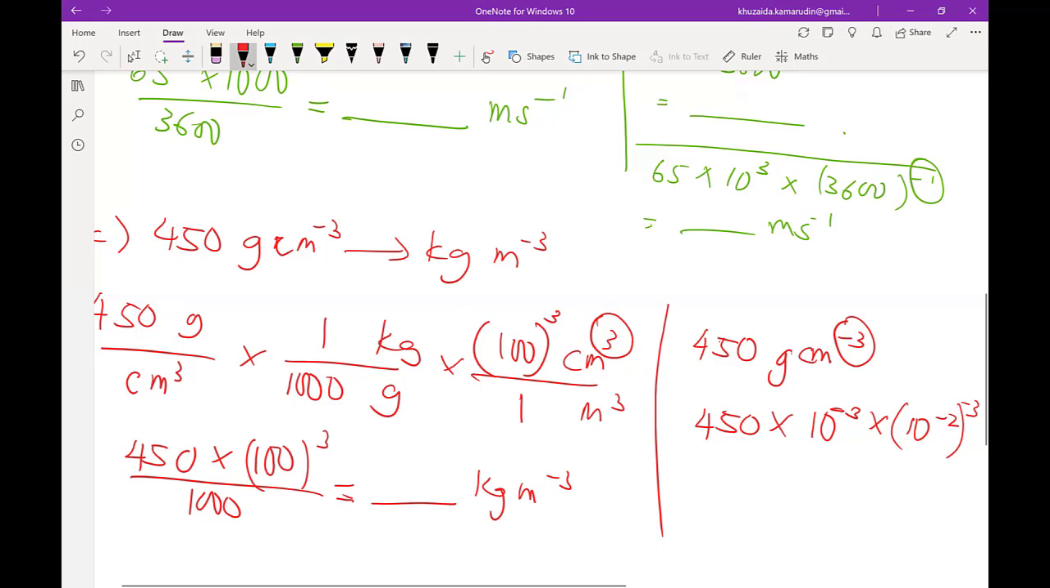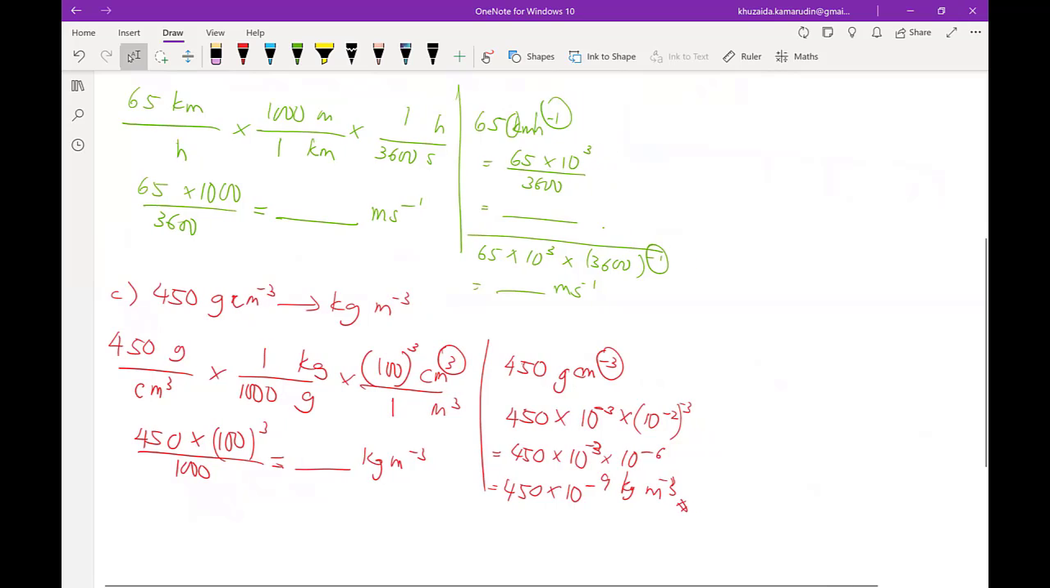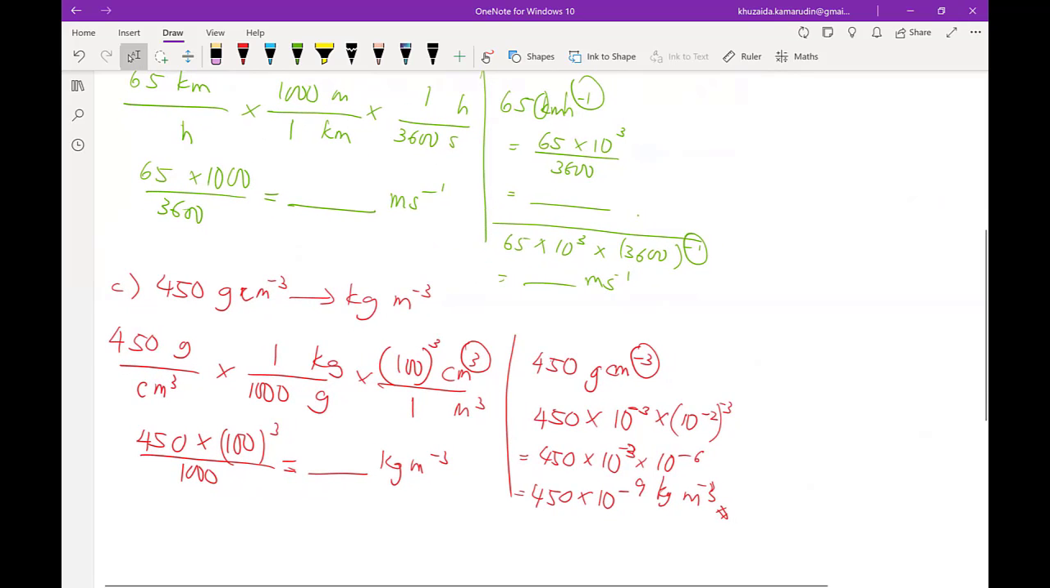Okay, so this one you will get 450 times 10 to the power of -3 times 10 to the power of, this one is -6. So after all, you're going to have 450 times 10 to the power of, so -3 plus -6, you're going to have -9. Okay, and the unit is kg m -3. Okay, alright, so that's all. If you have any problem, still can't understand, just inform me. Alright, thank you.